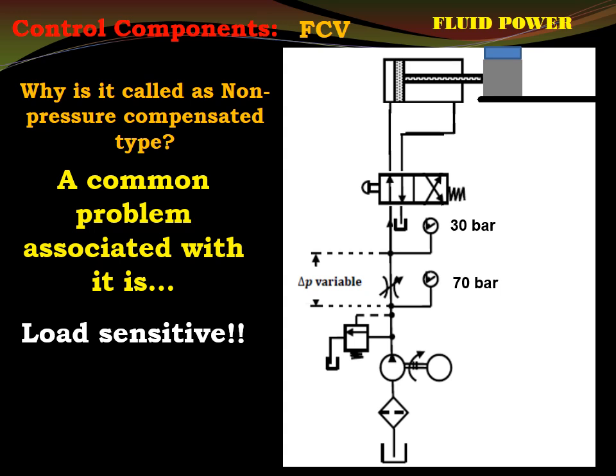Now increased load demands increased pressure. Otherwise this piston cannot displace the load, because P into A is the load carrying capacity. I hope you can remember P into A is the hydraulic force acting on the piston, and that should be sufficient to displace the load. So if load increases, P must increase, demanding more P. And that can be readily seen in the pressure gauge downstream to the FCV.